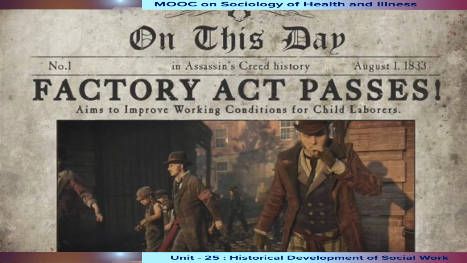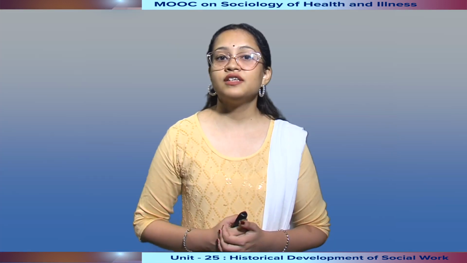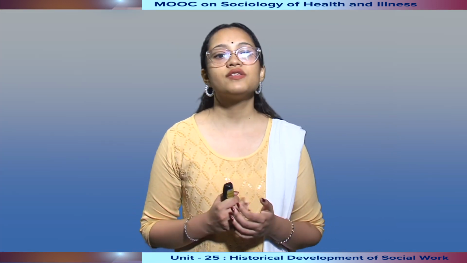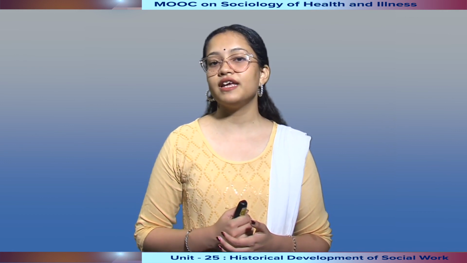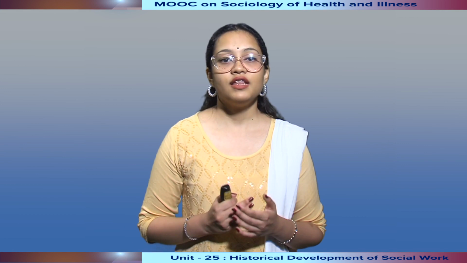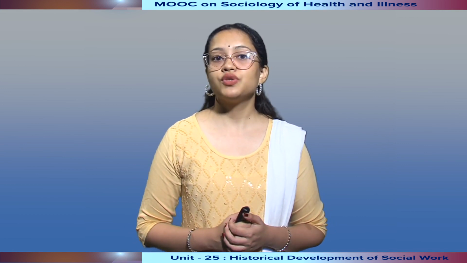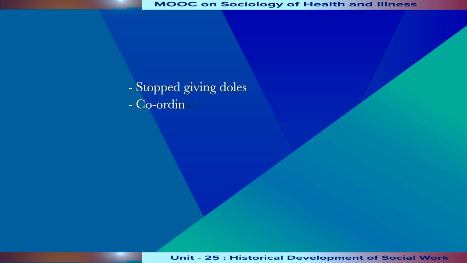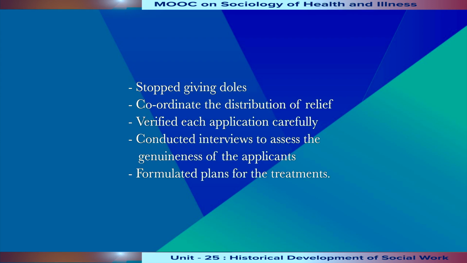In the Factories Act 1833, only minimum welfare facilities were provided to the industrial workers. London Charity Organization Society was the first such organization, formed in the year 1869. They undertook the following strategies to help the needy effectively: stop giving doles, coordinate the distribution of relief, verify each application carefully, conduct interviews to assess the genuineness of the applicants, and formulate plans for the treatment.